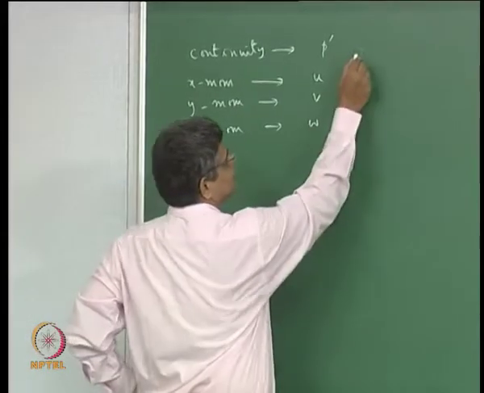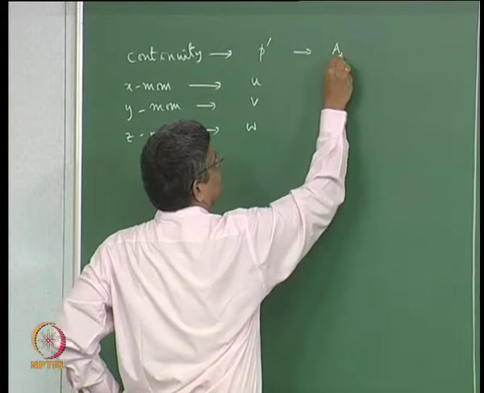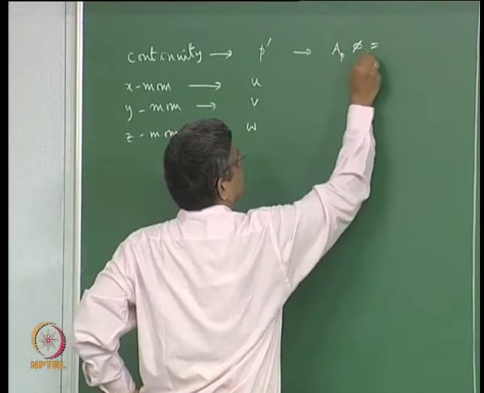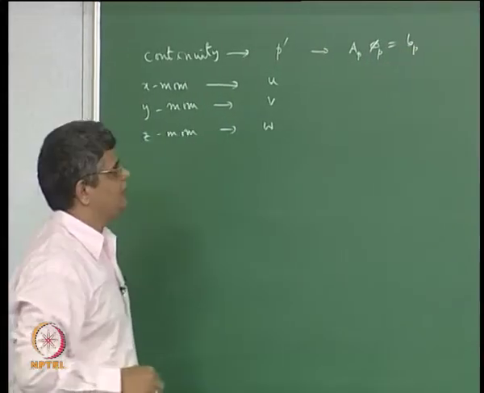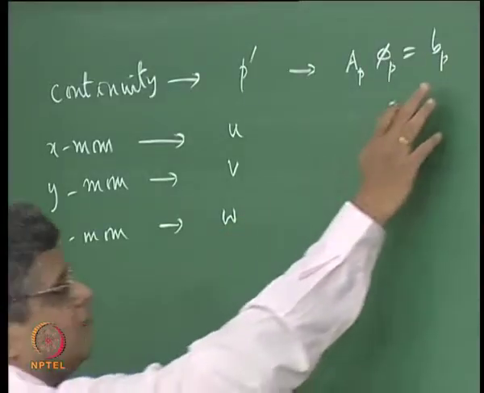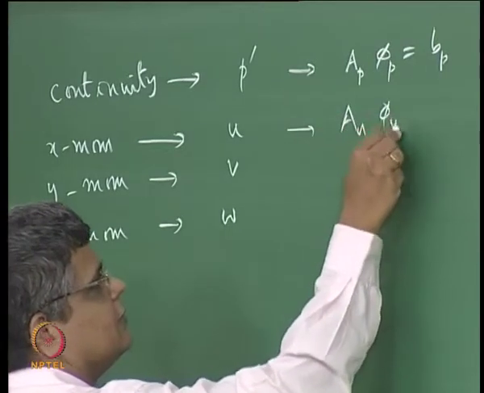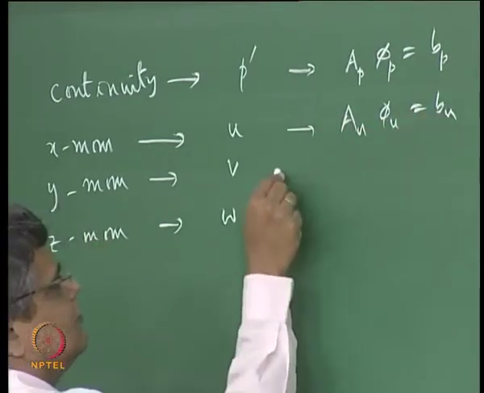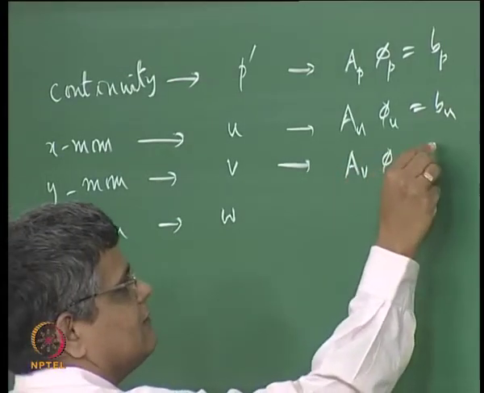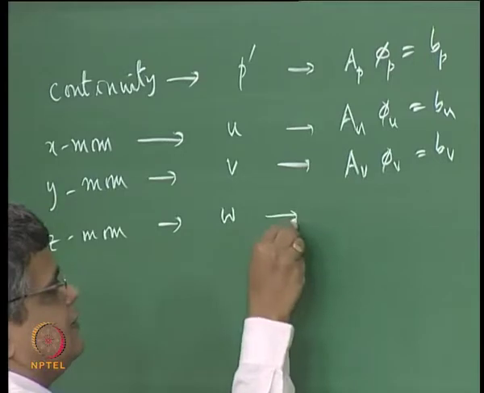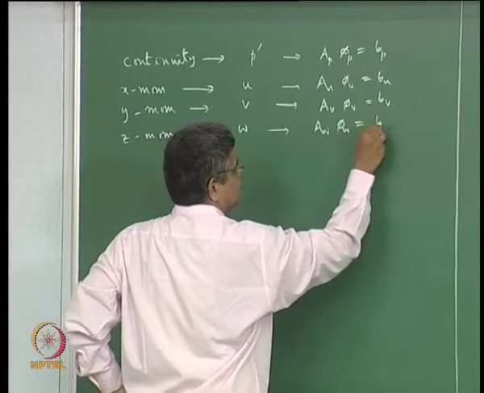So each of these can be put in the form of AP phi p equal to BP, and this AU phi u equal to BU, this as AV phi v equal to BV, AW phi w equal to BW.